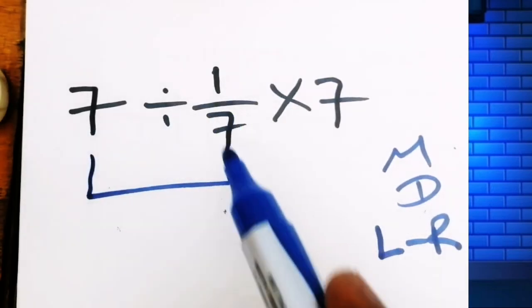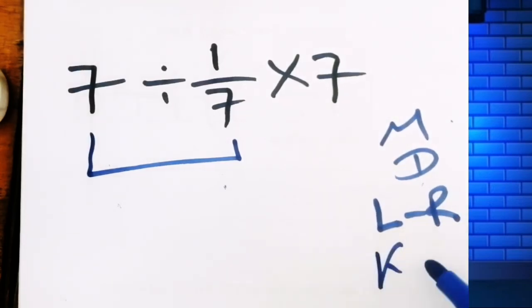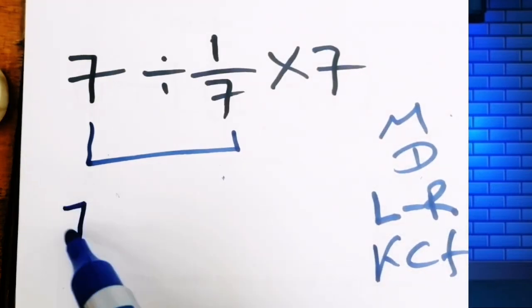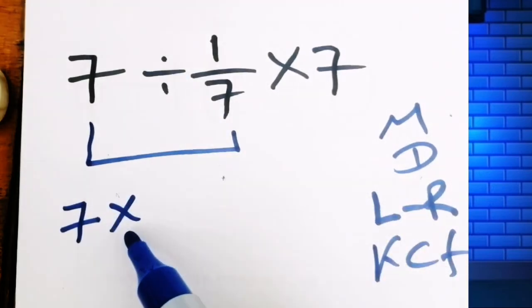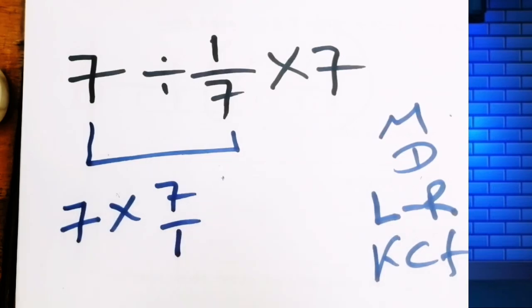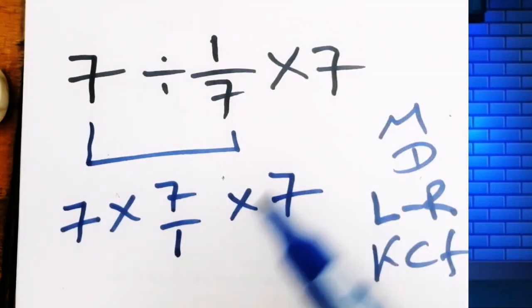7 divided by 1 over 7 means, according to the KCF rule, K stands for keep, C stands for change, and F stands for flip, okay? So we have to keep the first number and change division to multiplication and flip the second fraction, okay? Then 7 times 1 over 7, okay, times 7, this one, okay?